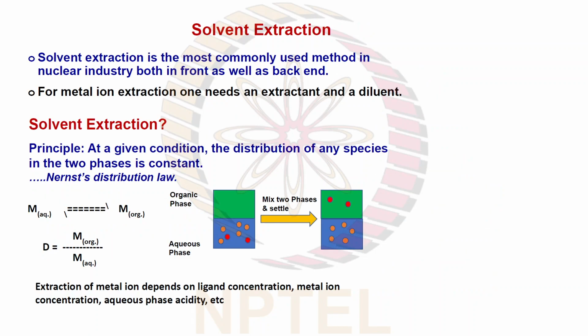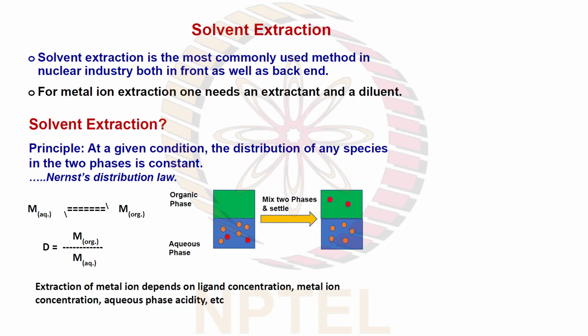Now solvent extraction is the most commonly used method in the nuclear industry, both in the front end as well as the back end. For metal ion extraction, one needs an extractant and a diluent. The principle of solvent extraction is that at a given condition the distribution of any species in the two phases is constant, as per the Nernst distribution law, and D equals M organic over M aqueous, when mixed with two phases and settled down.